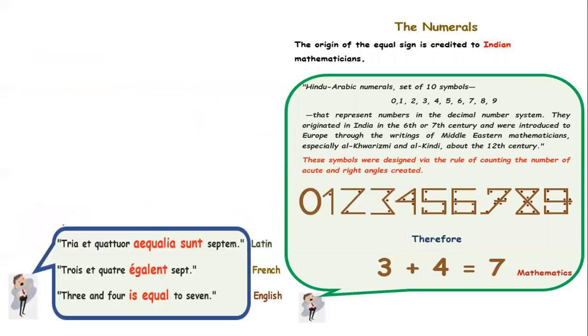Okay, so here's a write-up of the summary of what we just talked about. The origin of the numerals is credited to India, and the numbers that we use, the 0, 1, 2, 3, 4, 5, 6, 7, 8, and 9, here it is. Okay. And the equal sign was also a translation from the words is equal to, into 2 horizontal parallel lines of equal length.